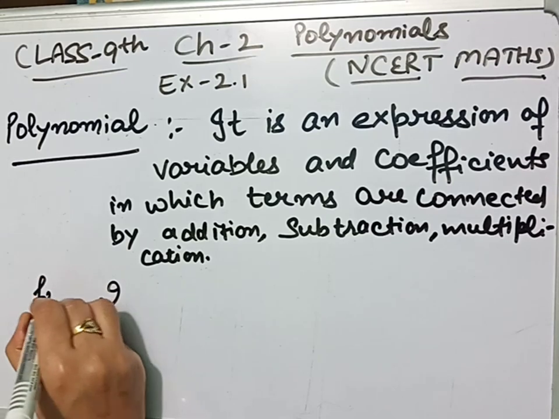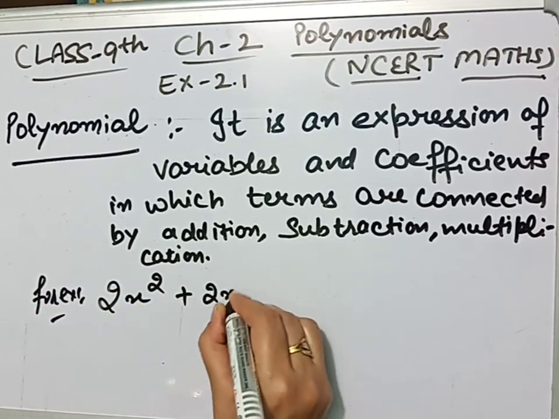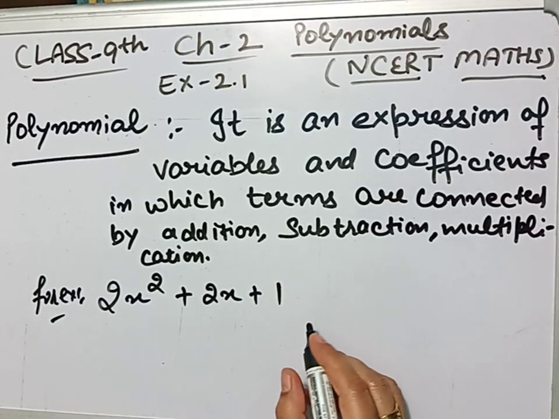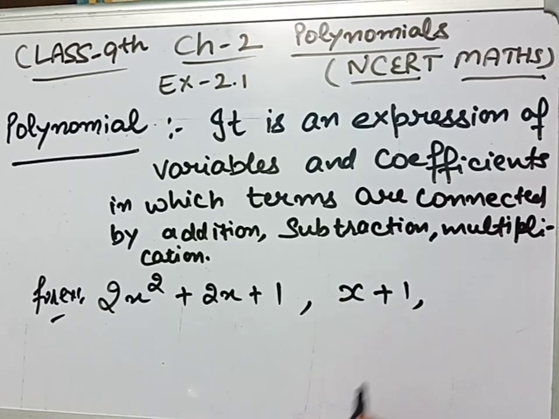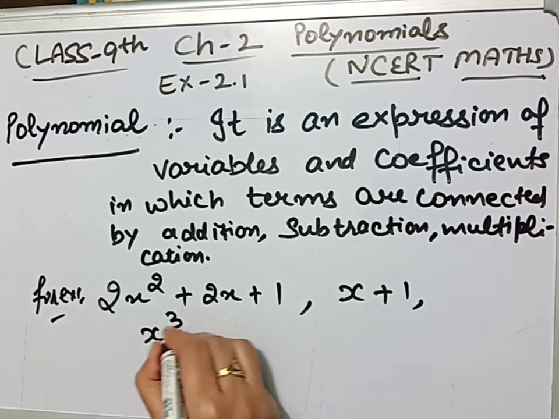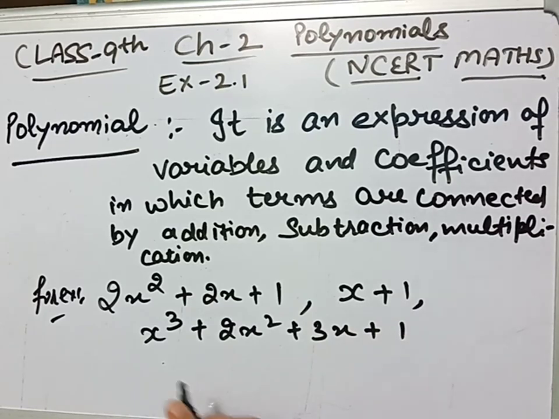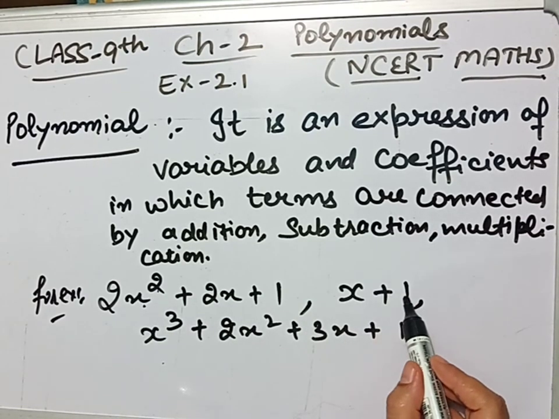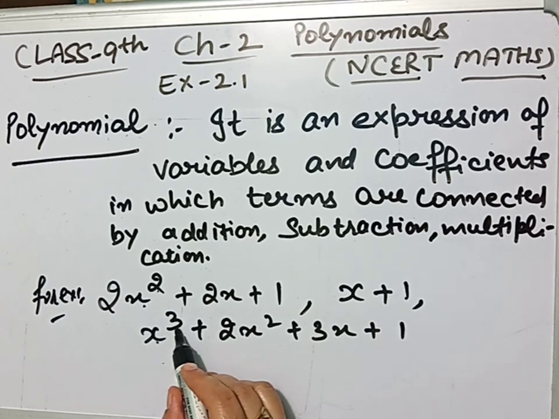For example, 2x square plus 2x plus 1. It is a polynomial in one variable. You can write x plus 1, one more example of polynomial. You can write a cubic polynomial x cube plus 2x square plus 3x plus 1. So when degree is 2, it is a quadratic polynomial. When degree is 1, it is a linear polynomial. And when degree is 3, it is a cubic polynomial.